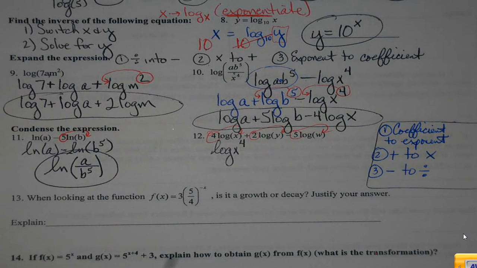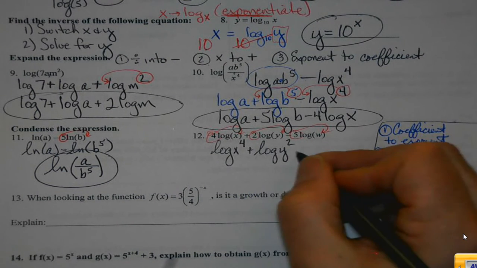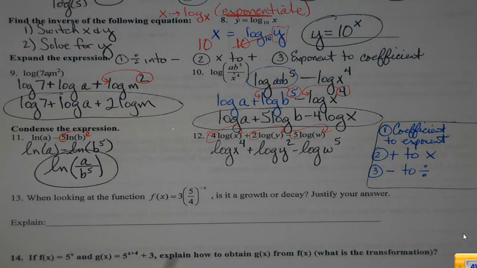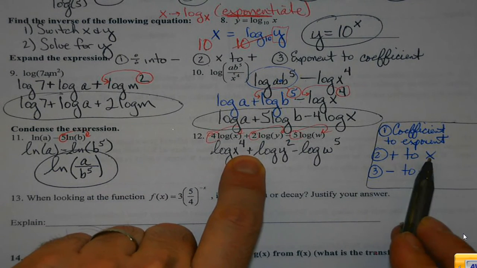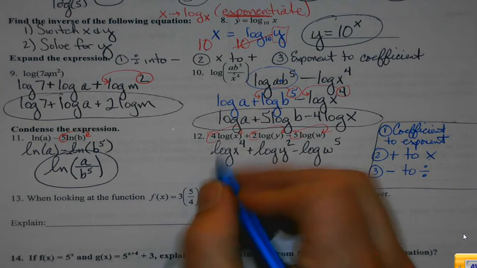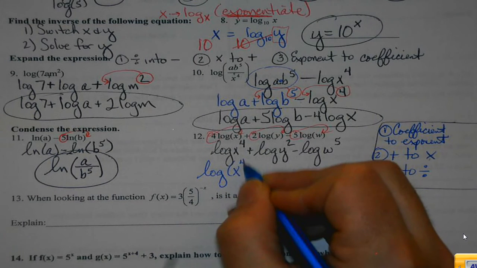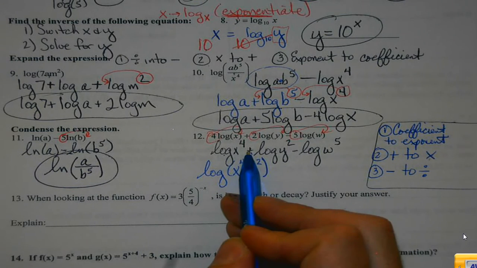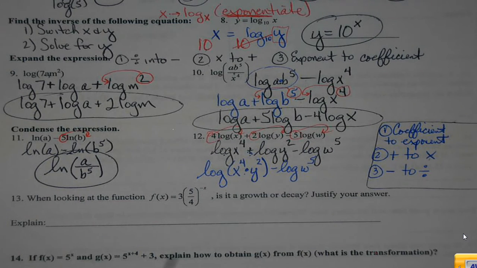So I get log of x to the 4th plus log of y squared minus log of w to the 5th. Coefficients to exponents. Then, if I have any addition, and I do, that's going to go back to being multiplication. So, log of x to the 4th times y squared, and becomes multiply, minus the log of w to the 5th.